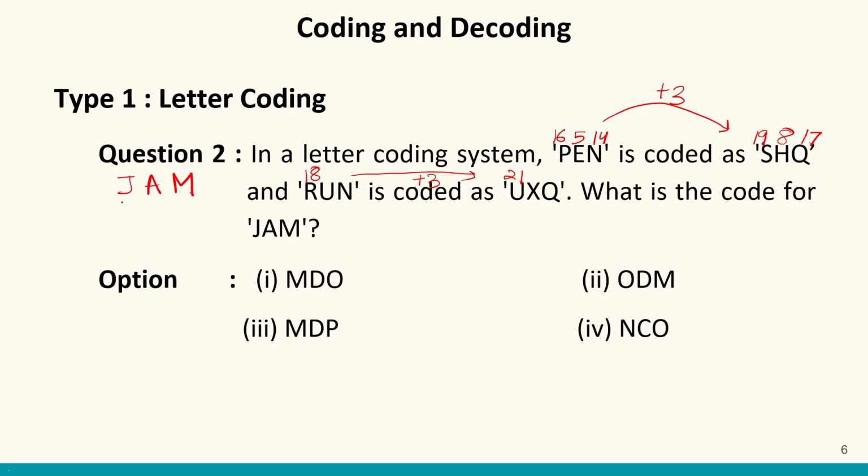J is ranked at how much? 10. A is ranked at 1 and M is ranked at 13. So we have to go 3 positions forward. We have to find the code for rank 13, 4, and over here for 16. At rank 13 we have M, at 4 we have D, and at the 16th position we have P. So our answer will be MDP, which is option number 3.